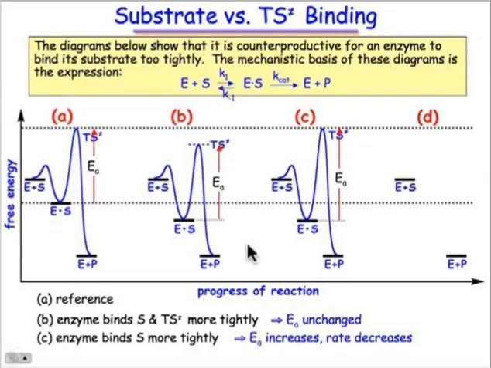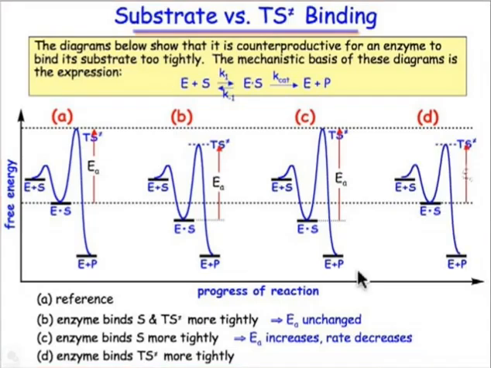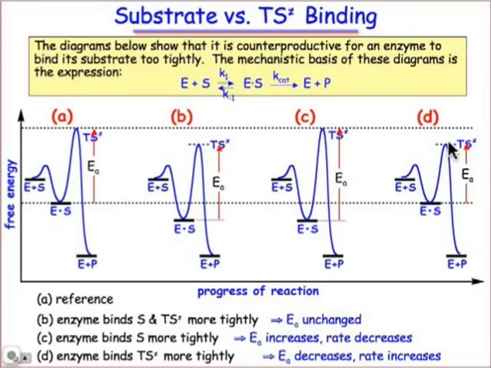And finally, in case D, what we have is a selective binding along the reaction pathway of the transition state leading to the turnover event. We're going to keep the energy of the enzyme substrate complex fixed at the reference point value. In this case, we've lowered the activation energy. The rate of the reaction is going to increase. And so the main point that we can take away is that the enzyme needs to selectively bind the transition state structure for the turnover event, leaving the energy of the enzyme substrate complex unchanged.